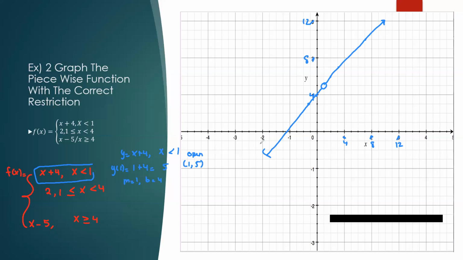Now we have to erase part. So it says x is less than 1. So we only care about the left side of 1, so we only care about this side right here. So you're going to erase everything from the right.